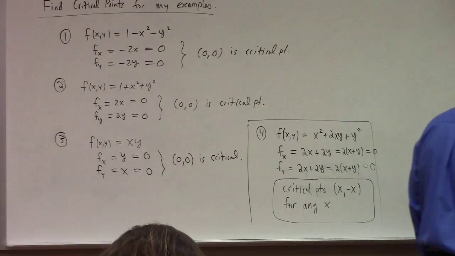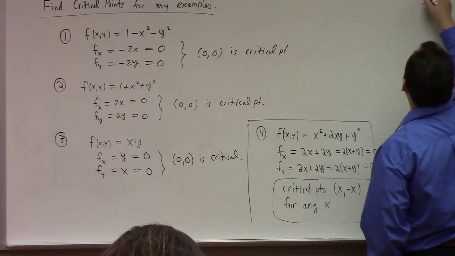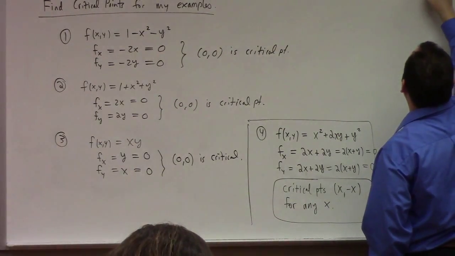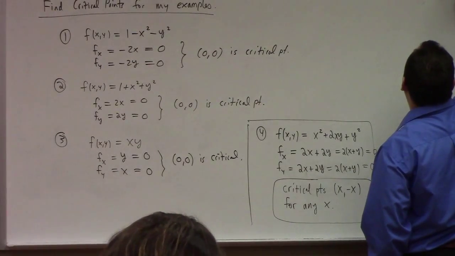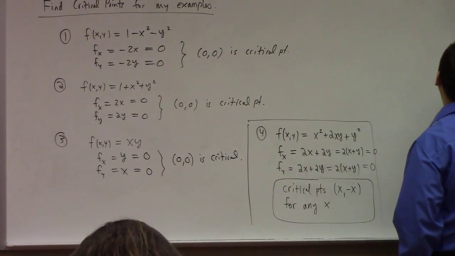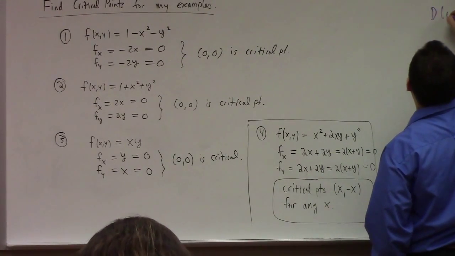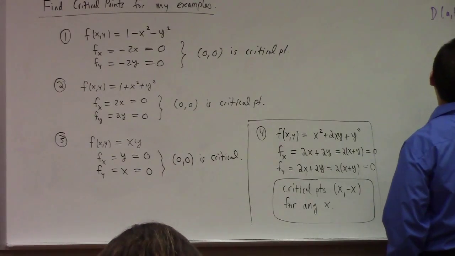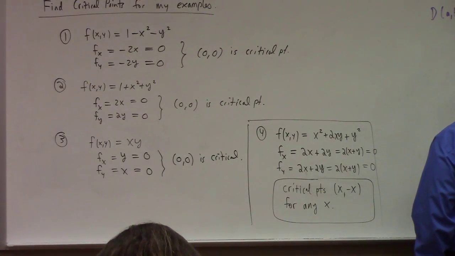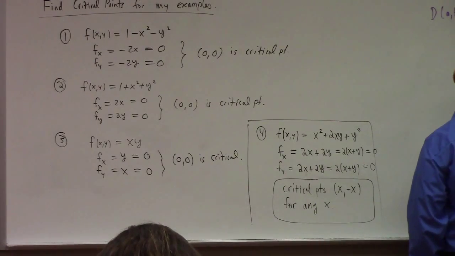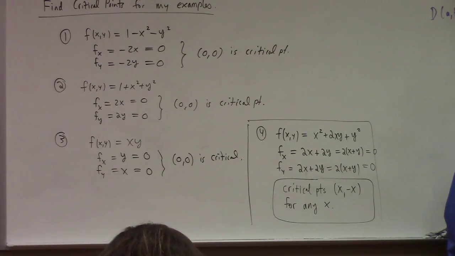Basically, here's the thing. If D, so for a critical point, if D of a comma b is less than 0, then the point a comma b comma f of a b is a saddle point.